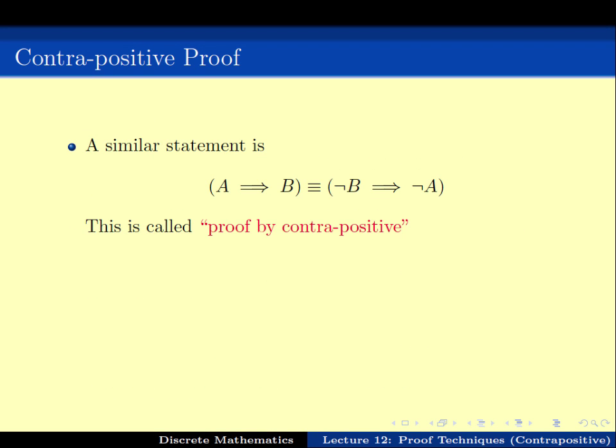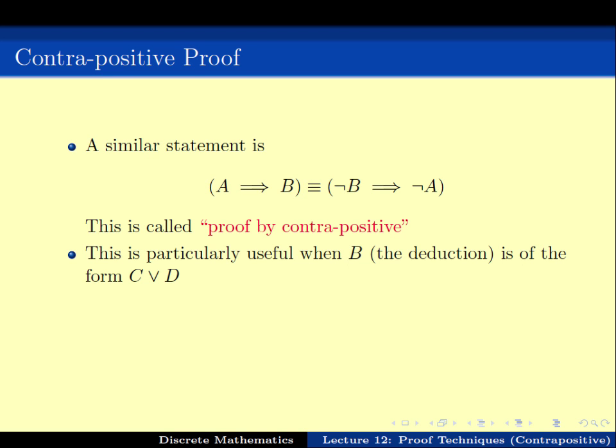Now, here is the contrapositive statement. A implies B is the same as not B implies not A. It is particularly useful when the deduction, namely B, is of the form C or D. So in other words, A implies C or D. How do you solve that?